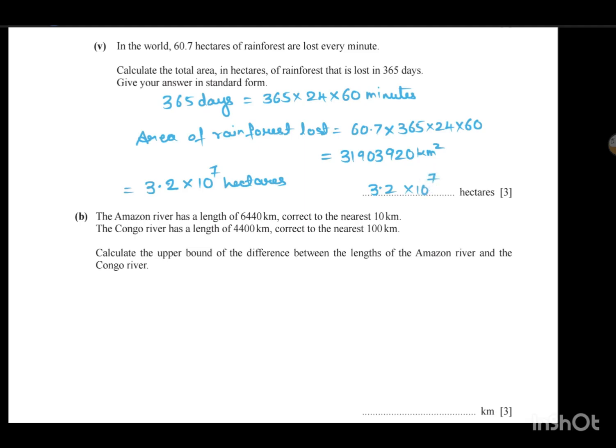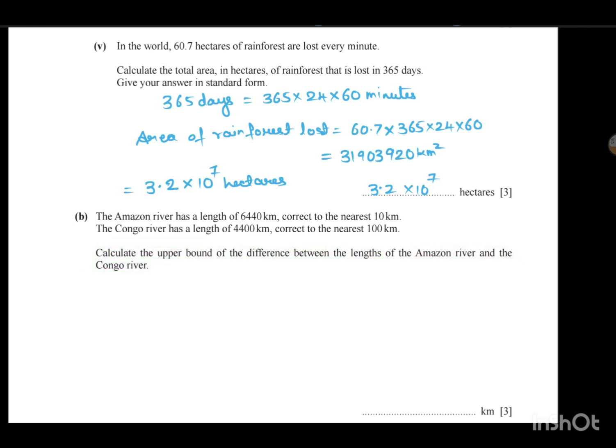Now A is completed. We are starting B now. The Amazon River has length of 6,440 kilometers, correct to the nearest 10 kilometer. The Congo River has a length of 4,400 kilometer, correct to the nearest 100 kilometer. Calculate the upper bound of the difference between the lengths of the Amazon River and the Congo River.